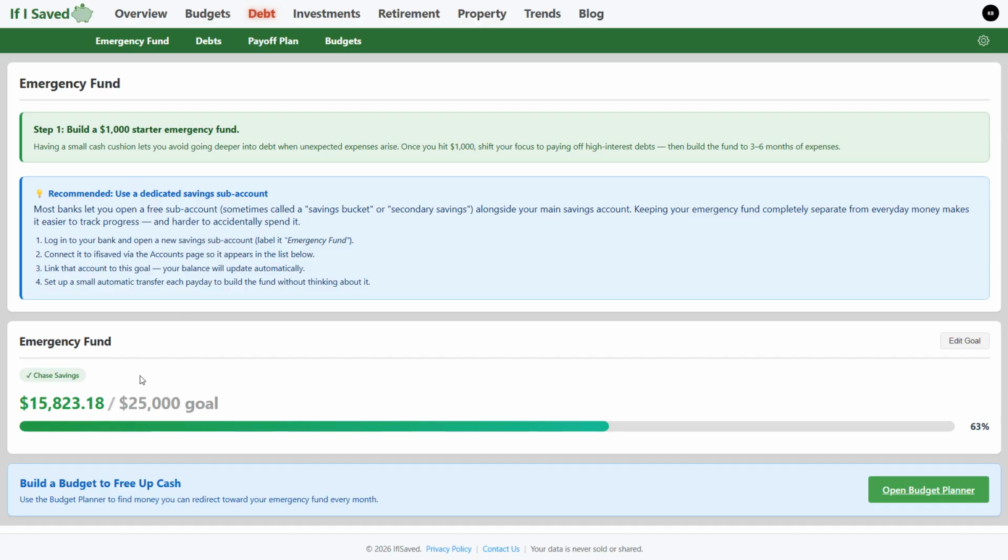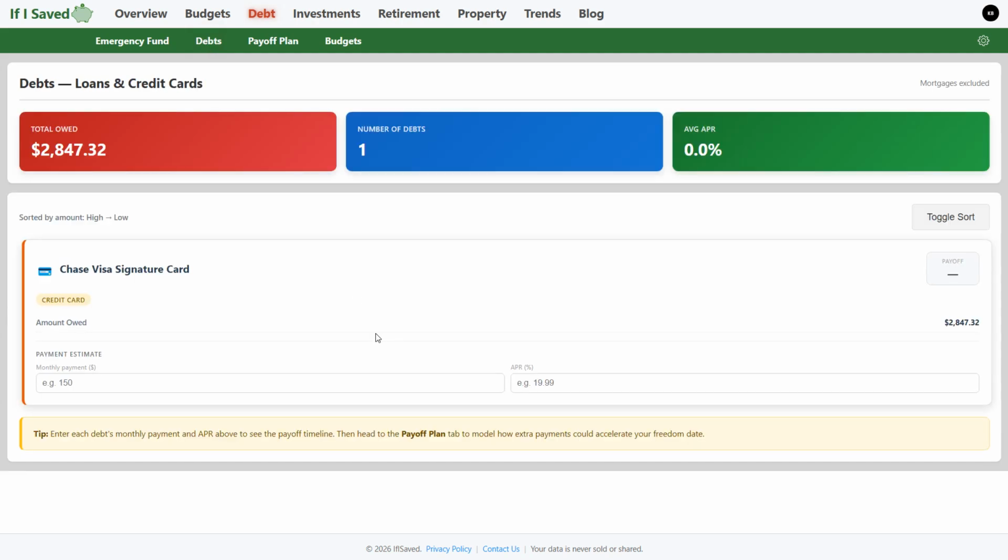So set up a goal, whatever that goal is. This person has set up a goal of 25,000. That's more of a 6 months of expenses kind of goal, maybe. So we have that, right? So that's your emergency fund. Step one, right? Step two would be looking at your debt.